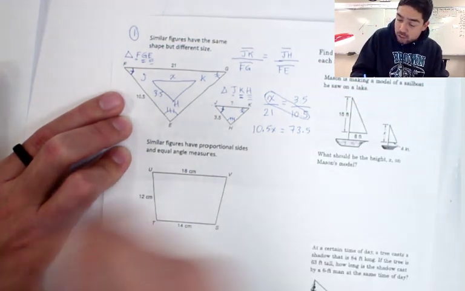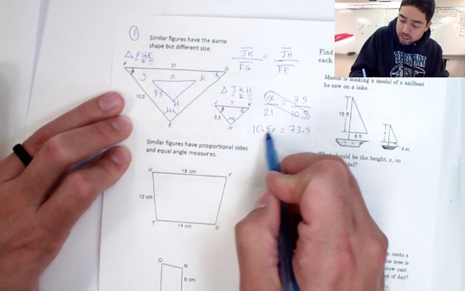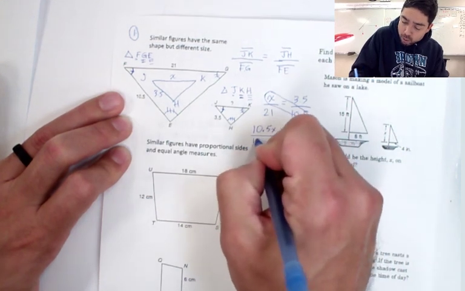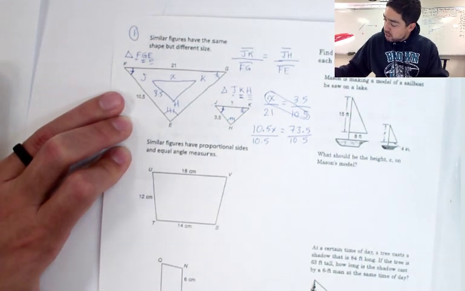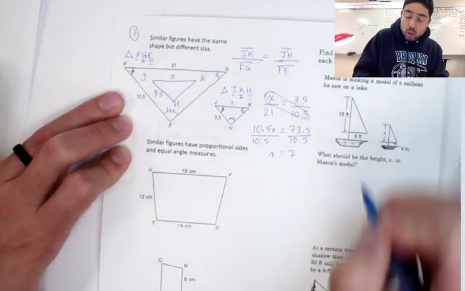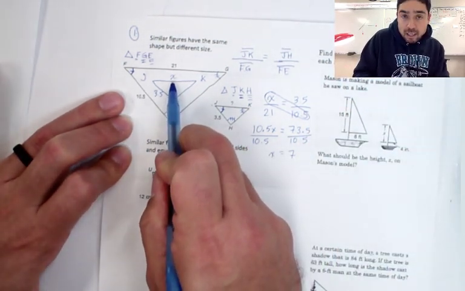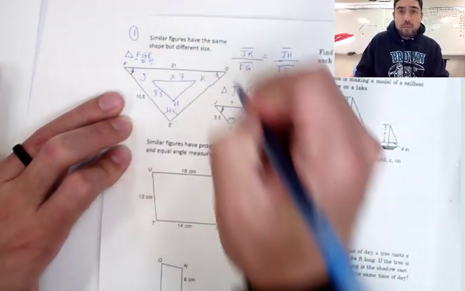In order to solve this one-step equation, we're going to do the opposite of what's taking place here. This is 10.5 times X. So we're going to divide by 10.5 on both sides of the equation. And we end up with X is equal to 7. So this missing side length JK is 7, right?